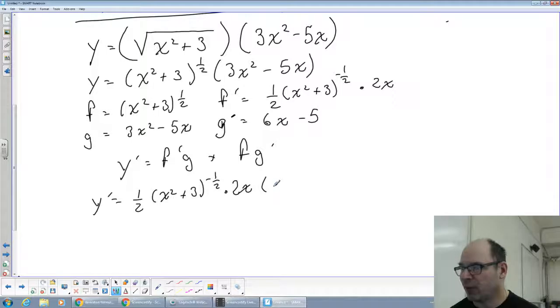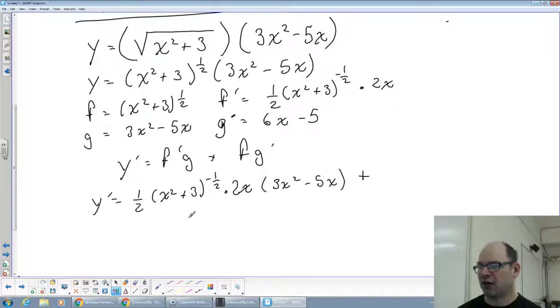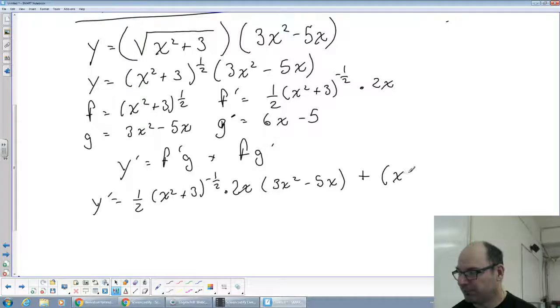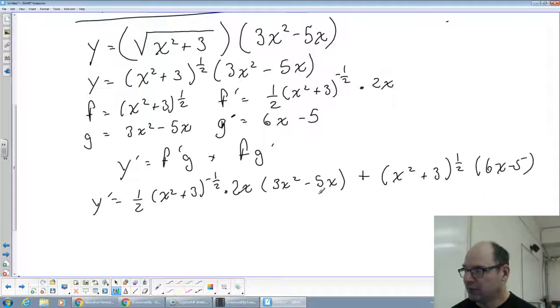Now g was, where are we there? 3x squared minus 5x plus, okay, and then I've got to do the second part now. I got to do the f. Now I can throw the f down: x squared plus 3 to the power of 1/2, okay, and then I can throw the g prime down, which was 6x minus 5.